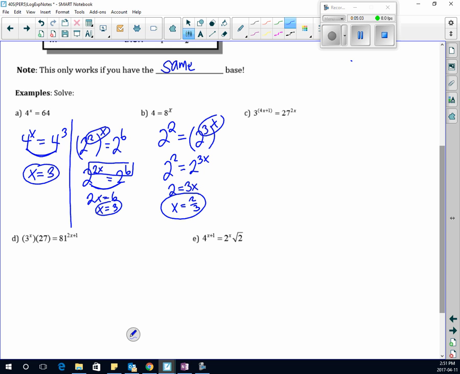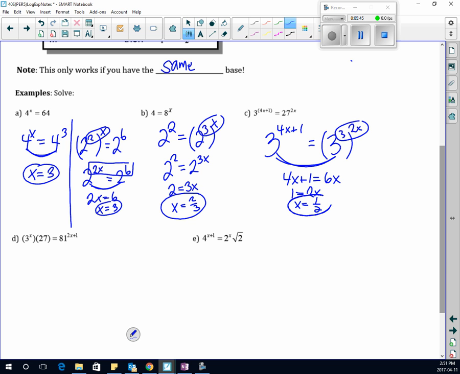3 is already a prime number, so we'll leave it the same. 3 to the power 4x plus 1. What's 27? 3 to the power 3. And then again, that's to the power 2x. What's the exponent law we're applying right here? We're going to multiply those. So if you already see that our bases are the same, can I skip the step where I rewrite it multiplied and just go directly to 4x plus 1 equals 6x? Is everybody good with what I did? Okay, good. So I'm going to move the 4x over. I get 1 equals 2x, so x equals 1/2. You see that?